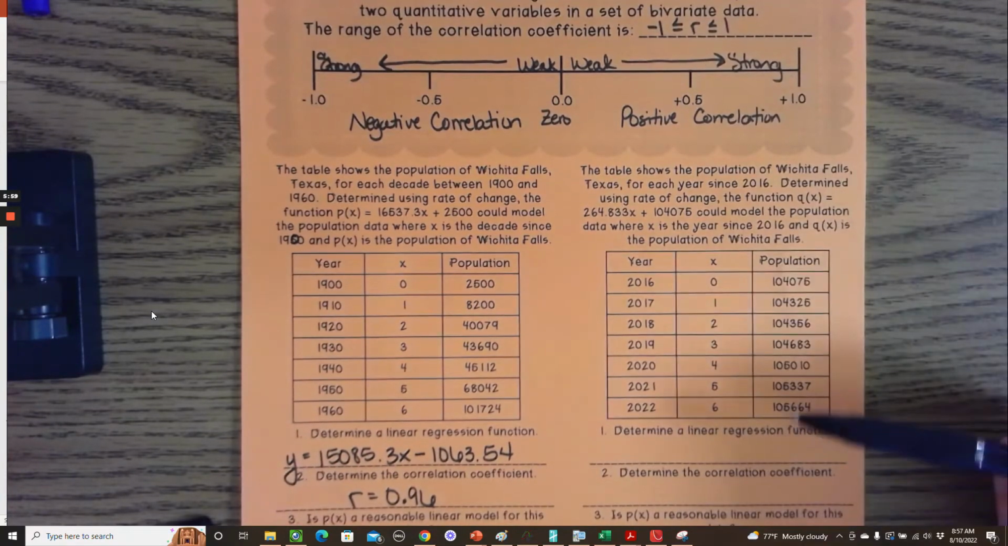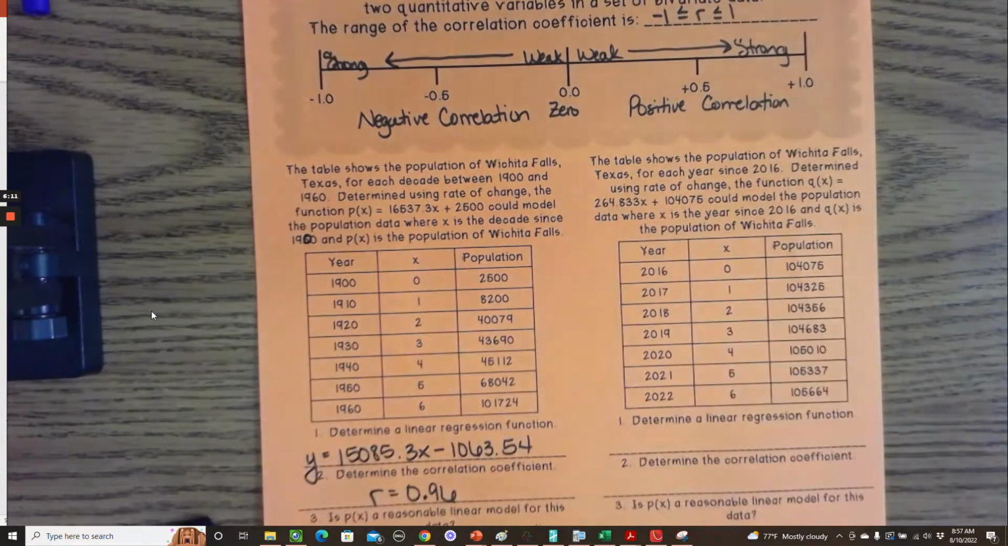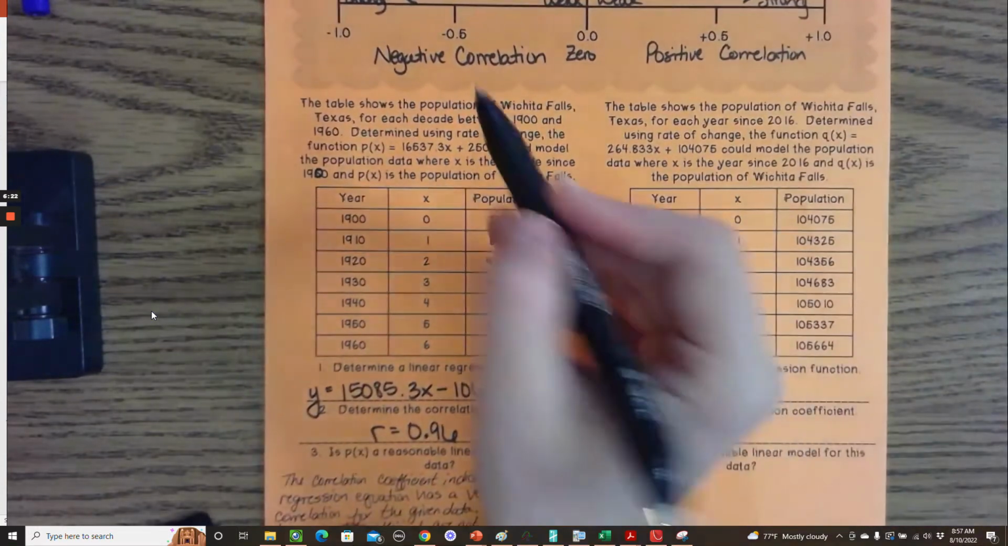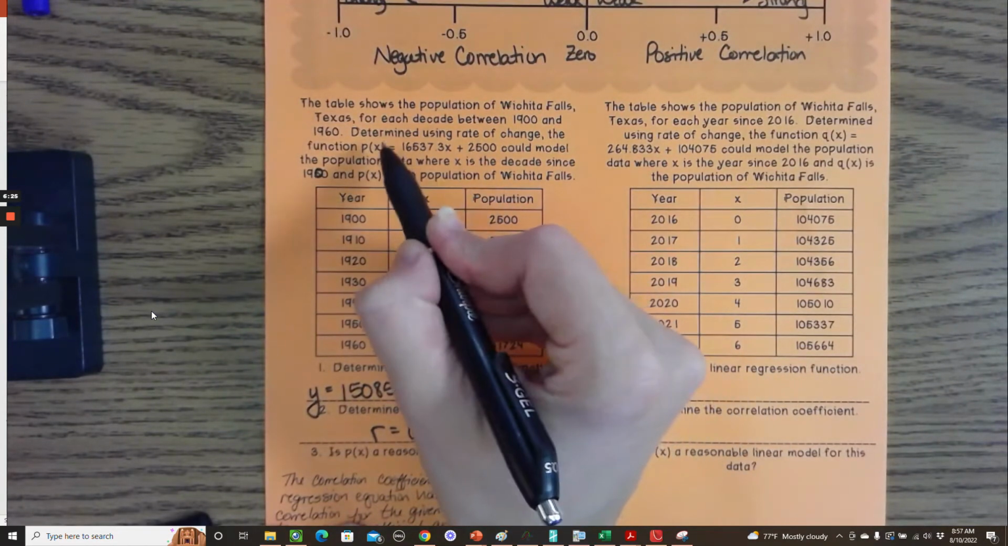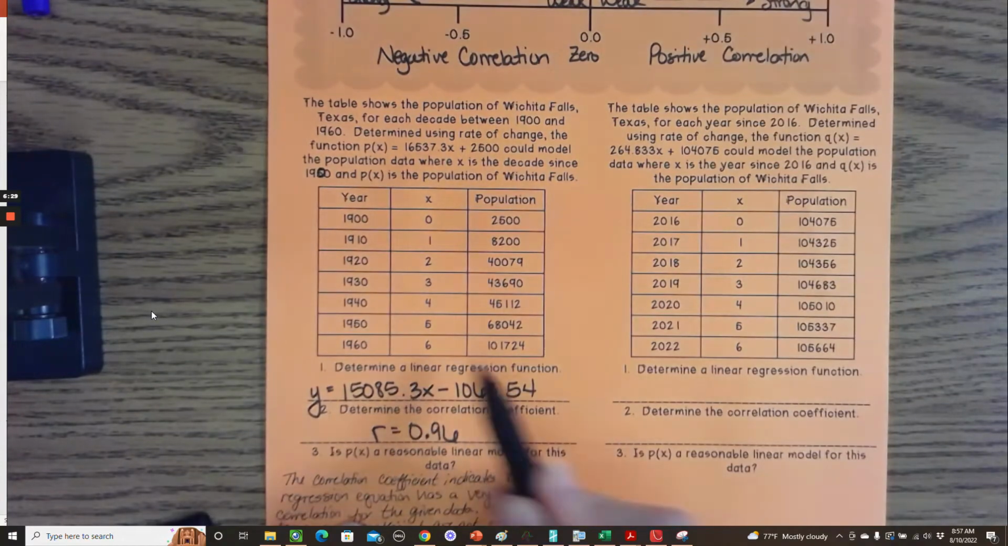Okay, so we've got another set of data here. The table shows the population of Wichita Falls, Texas for each year since 2016. Determined using rate of change, the function Q of X equals, so this function could model the population data where X is the year since 2016 and Q of X is the population of Wichita Falls. So just to rephrase what I said earlier, we're determining the accuracy of this model here, not of this one. I phrased it backwards, so I apologize for that.